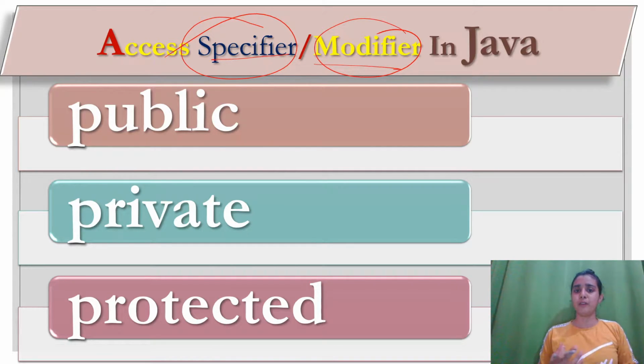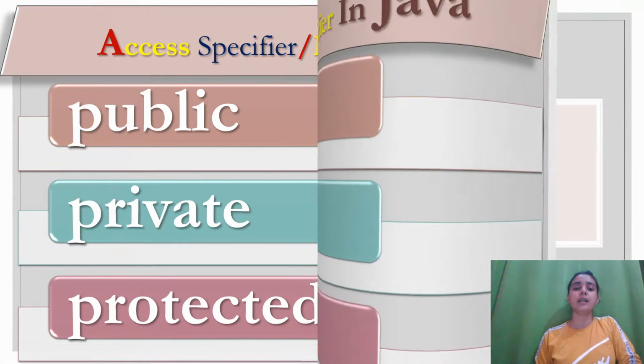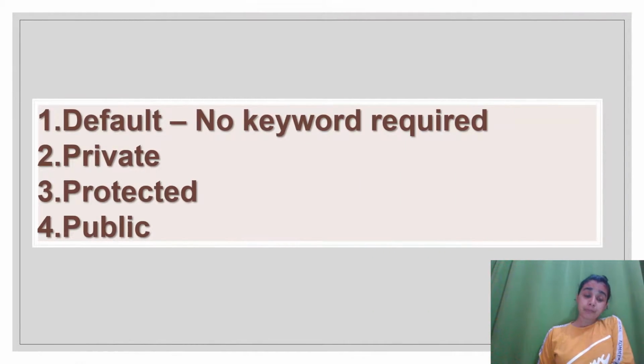Modifier is nothing. Modifier is a C++ word. So here we have public, private and protected. These three are access specifiers. Let's study one by one. Now I'm introducing one more new thing, that is default.